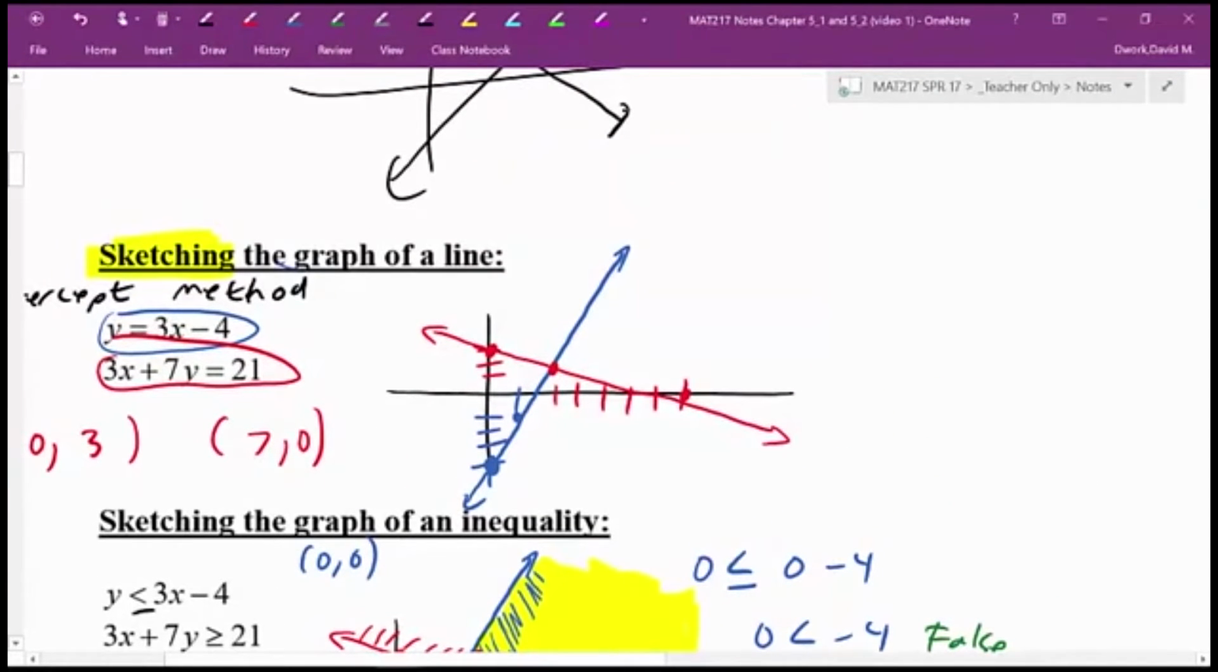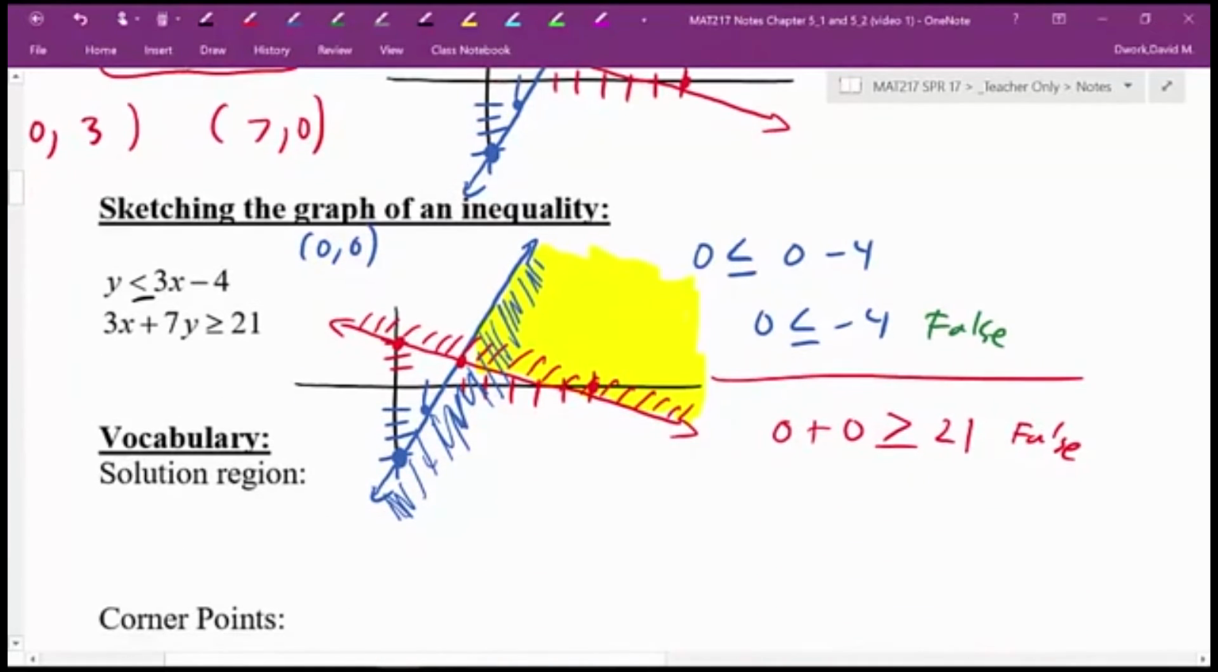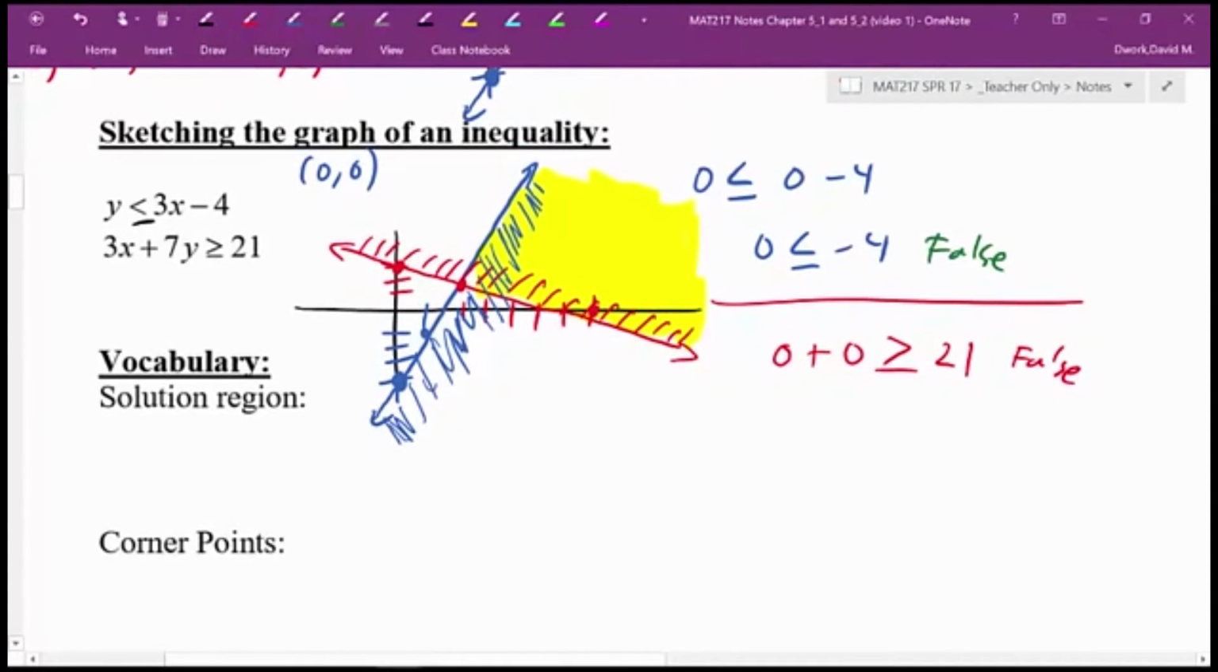Back when we had equalities, there was only one answer that satisfied both because there was no shading. There was no greater than or equal to. It just had to be equal to, so it had to be on the lines. Here, it can be on the lines, or it can be anywhere off the lines in the direction we're shading.